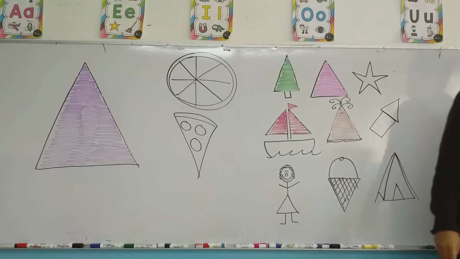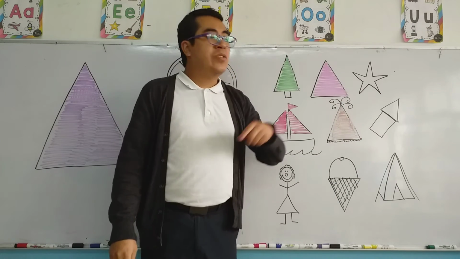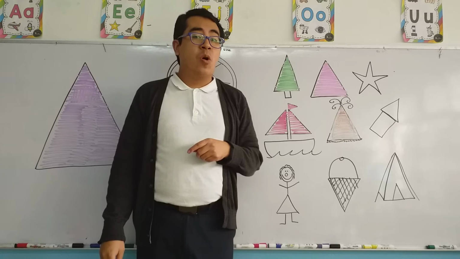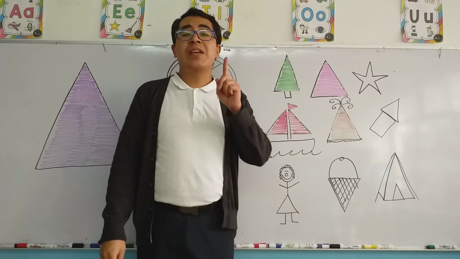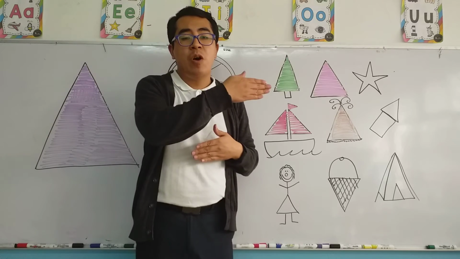Then we continue with the next object. Now this object is an arrow. An arrow, it's a symbol or a sign that indicates where do we have to go.